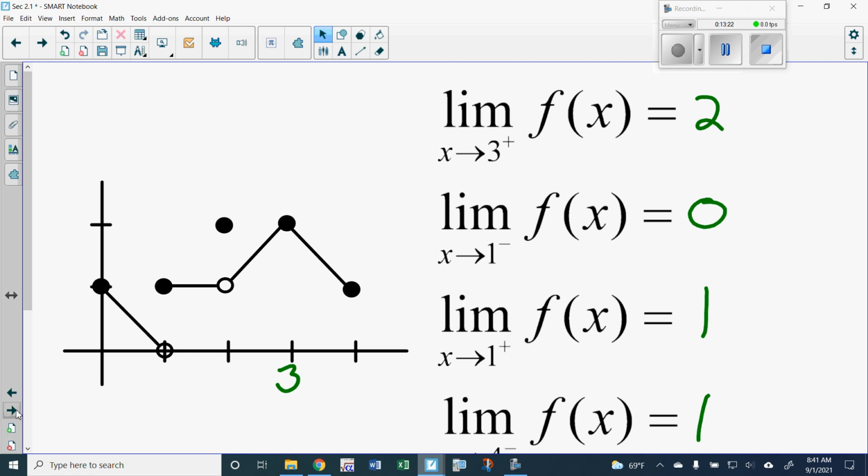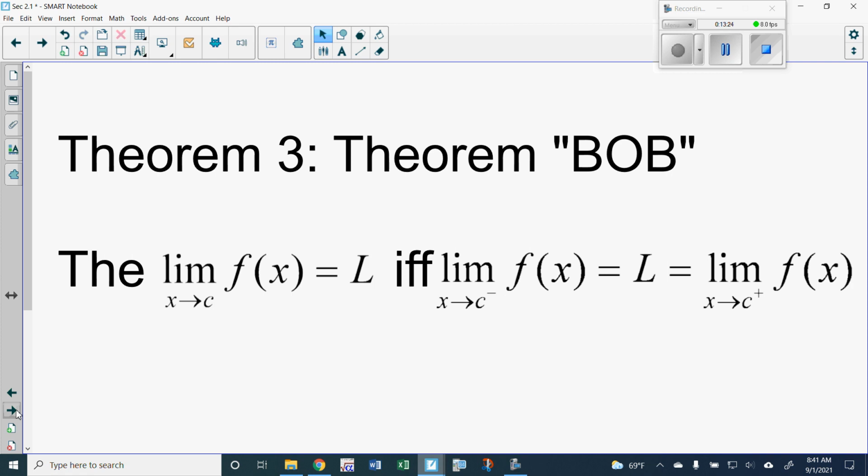So why do I call it theorem Bob? Because this whole thing is that the limit from the left and the right have to be the same. And when Bob, the left and the right is the same. So that's why I call it Bob. What's that? Palindrome? Close. There's the P. Right?